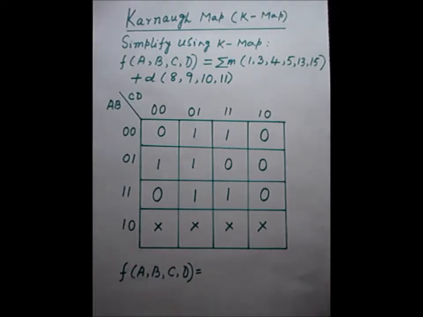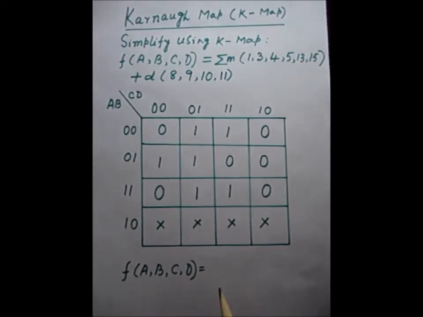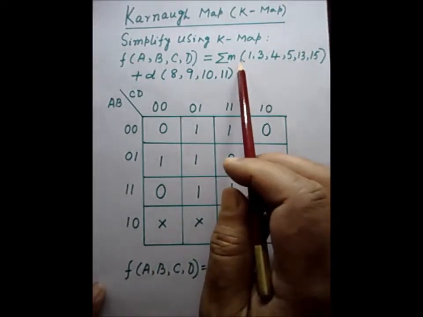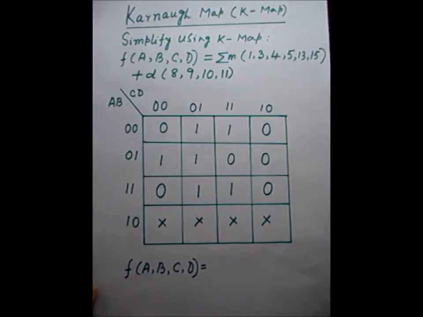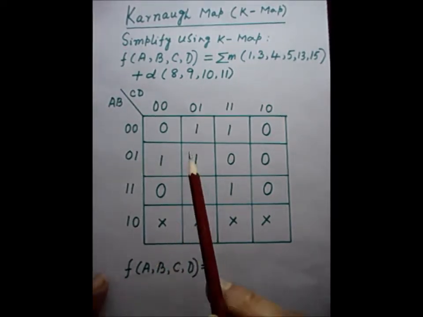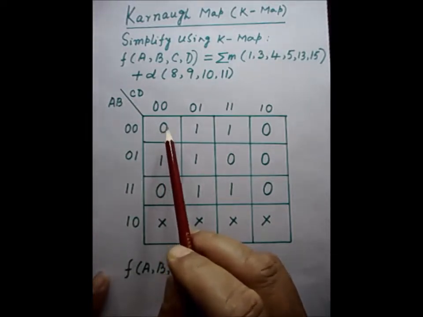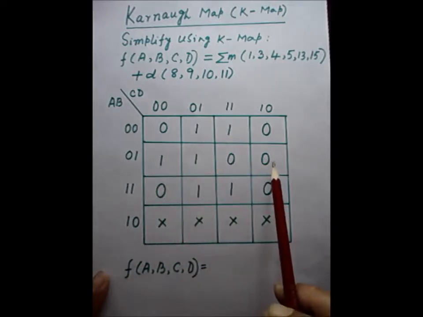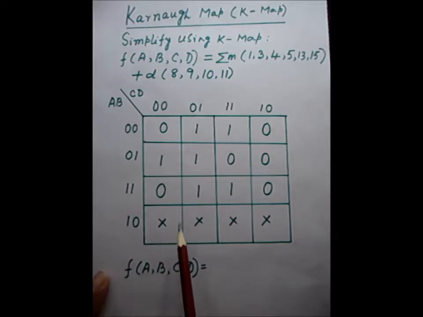particular problem, and already I told that we should be very comfortable converting from decimal to binary and binary to decimal. Because these M0 to M15 are in the decimal forms, it has been given that while plotting, this is the place for M0, M1, M2, M3, M4, M5, 6, 7, 8, 9, 10, 11, 12, 13, 14, 15.